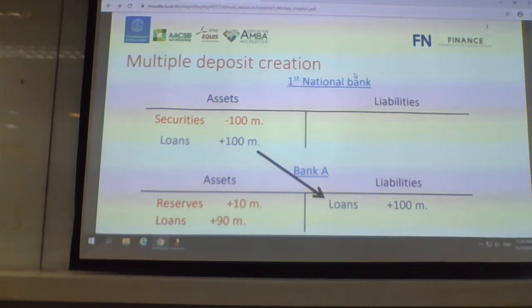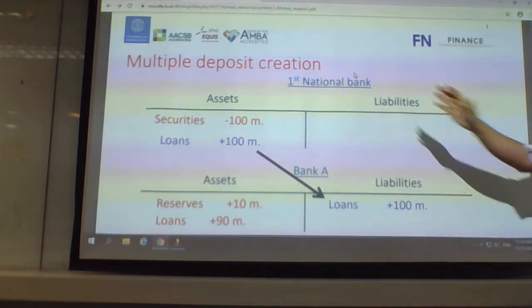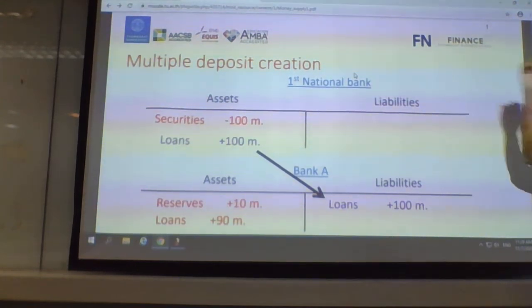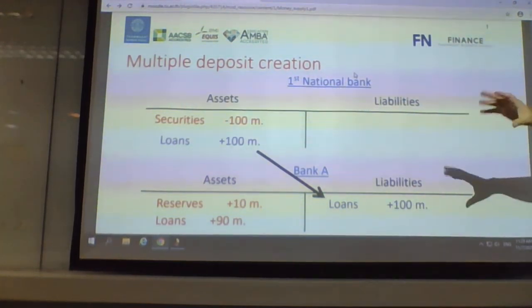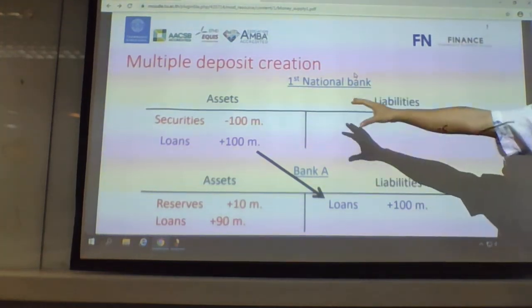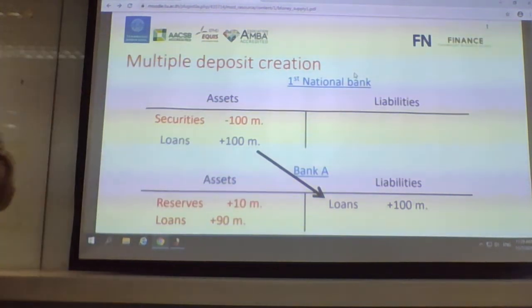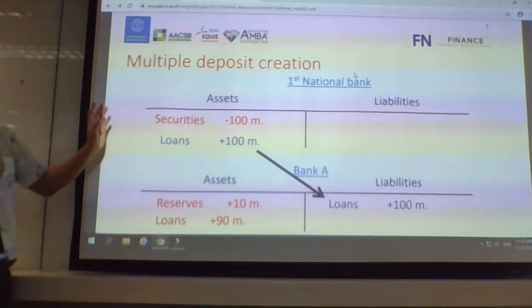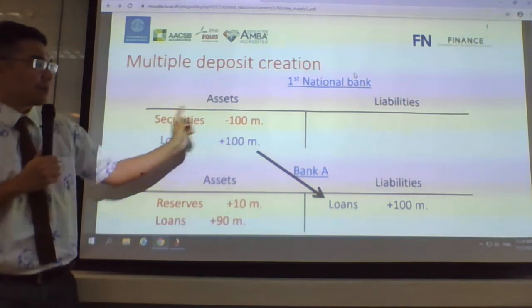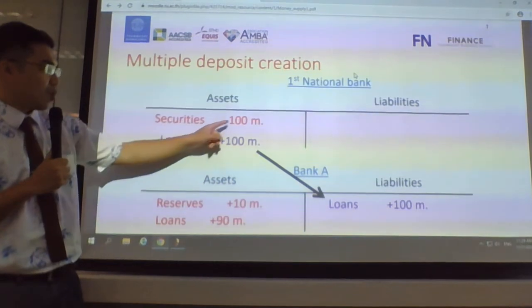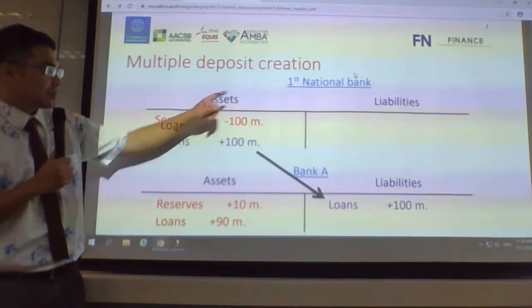Okay, let's see. Suppose that we have the initial bank or the first bank. We call this first bank the First National Bank. I took the example from the Michigan textbook, so I just used his word. Suppose that the central bank conducts the open market purchase. That is, the central bank purchases the government bond, which is the security, from this bank.